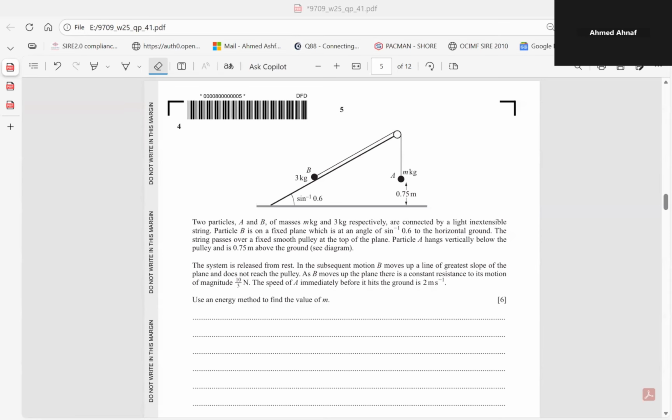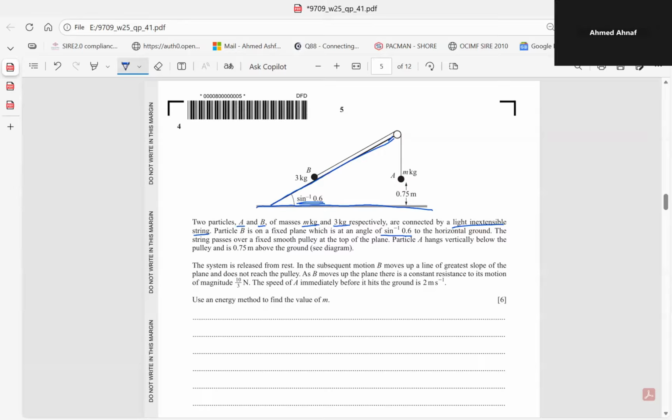Okay, so for this question, we are told that two particles A and B of masses m kg and 3 kg are connected by a light inextensible string. So they are connected particles. And particle B is on a fixed plane, which is at an angle of sine inverse 0.6 to horizontal ground. So you can see this is given in a diagram. This is the horizontal ground, and this is the plane.